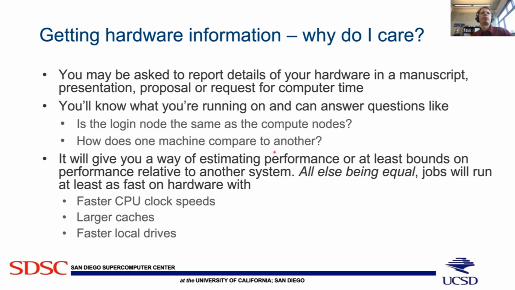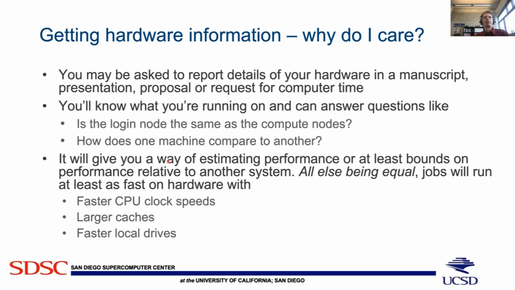But of course, it's also important when you're running the jobs so that you make sure that everything's working as expected. So you'll know what you're running on and can answer questions like, is the login node the same as the compute nodes? Of course not, right? And how does one machine compare to another? So Expanse is, of course, different from other compute resources that are available, for instance, through the Exceed system.